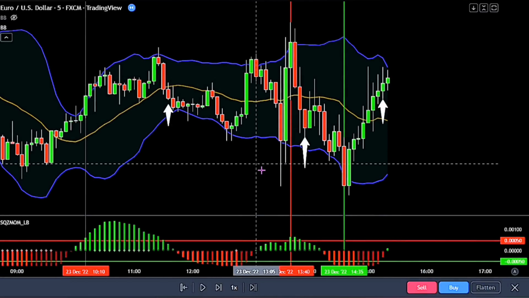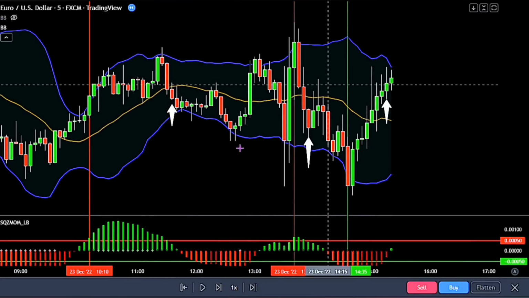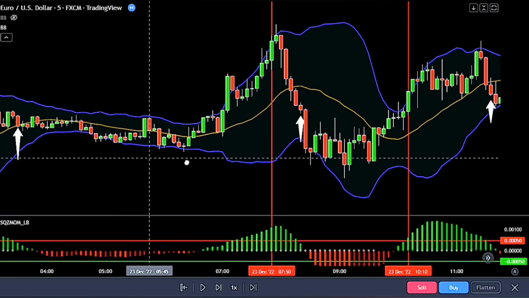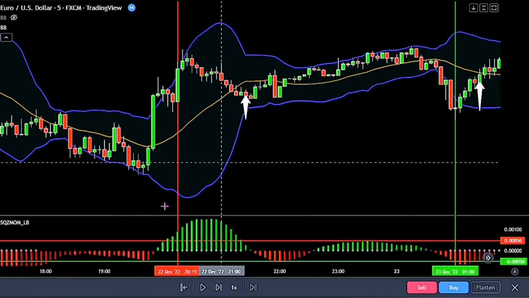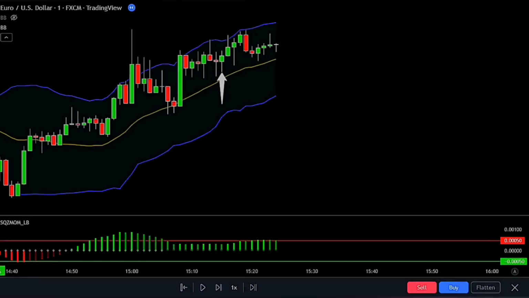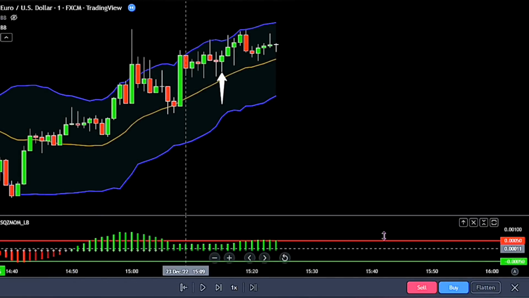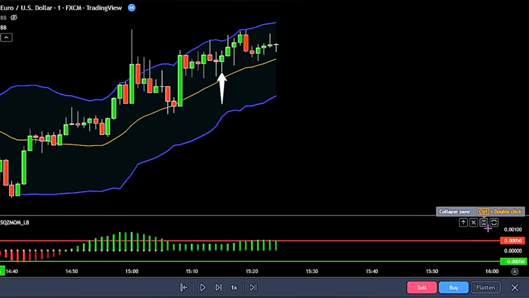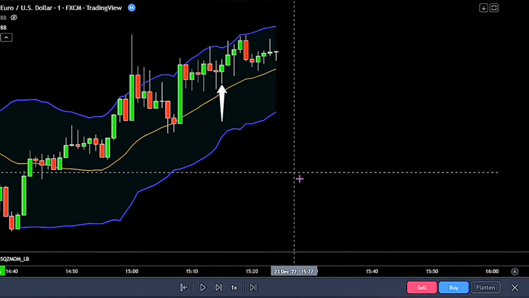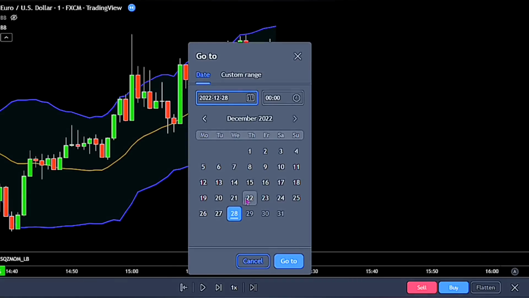Okay traders, let's now head over to our 1 minute time frame to enter the trade. If we scroll back, our first marked trade entry is at December 22nd, 2022 at 20:15. On this 1 minute time frame, we won't be using this squeeze momentum, so let's minimize it. We would only use the Bollinger Bands here. Let's head over to December 22nd, 2022 at 20:15 to locate our first trade.